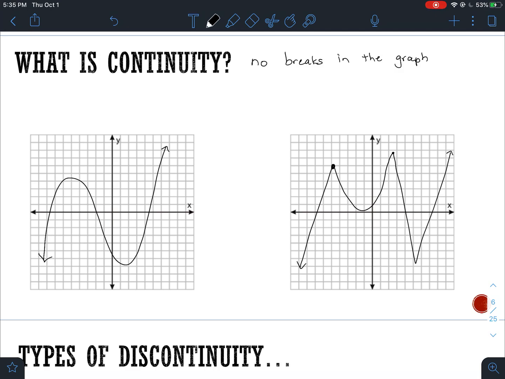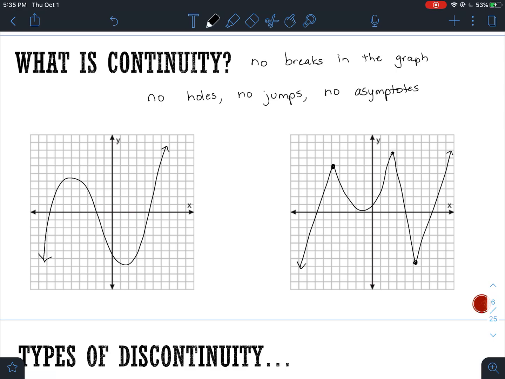So it could have corners and cusps and things like that. A corner is like a sharp turn in the graph, like an absolute value. And a cusp is when a curve meets another curve. So those graphs are continuous. There's no holes, there's no jumps, and there's no asymptotes in the graph. As long as none of those things exist, then the graph is going to be continuous everywhere.